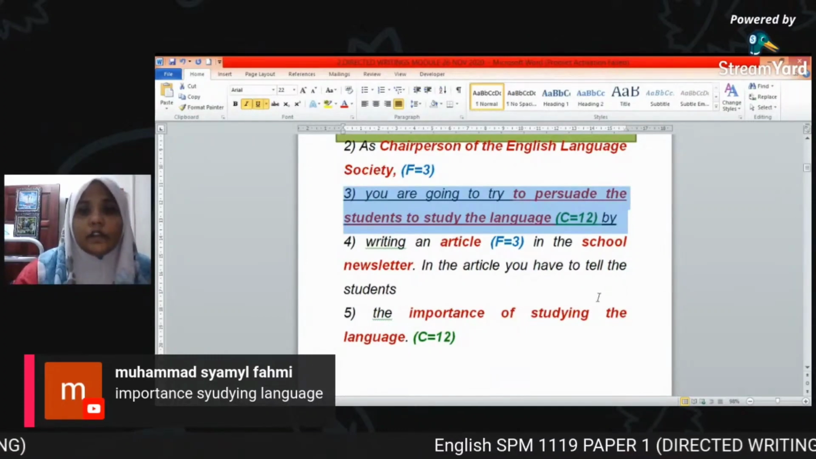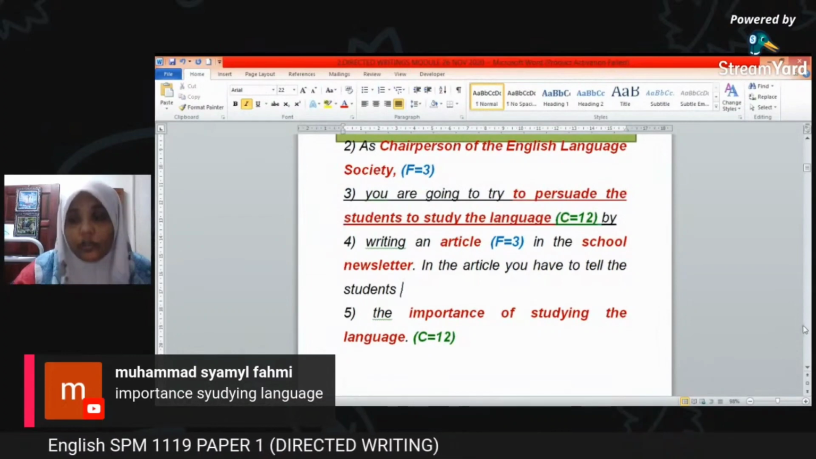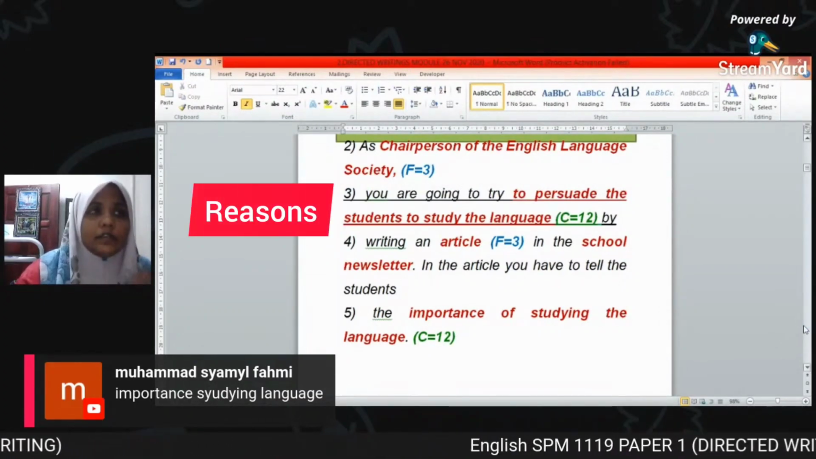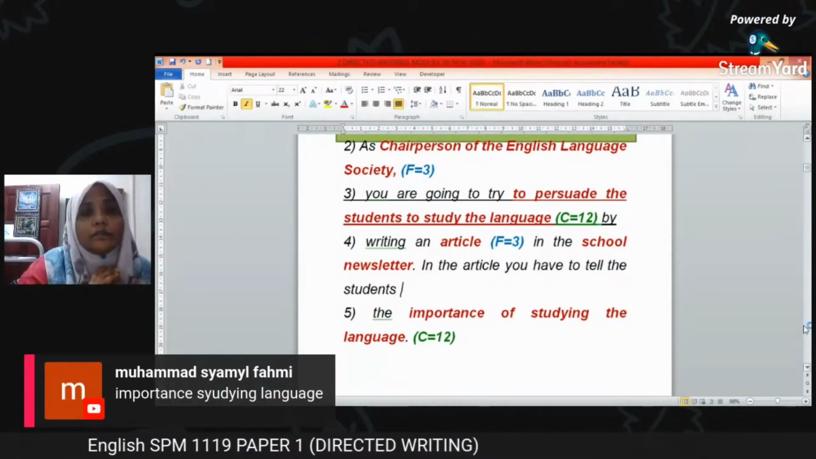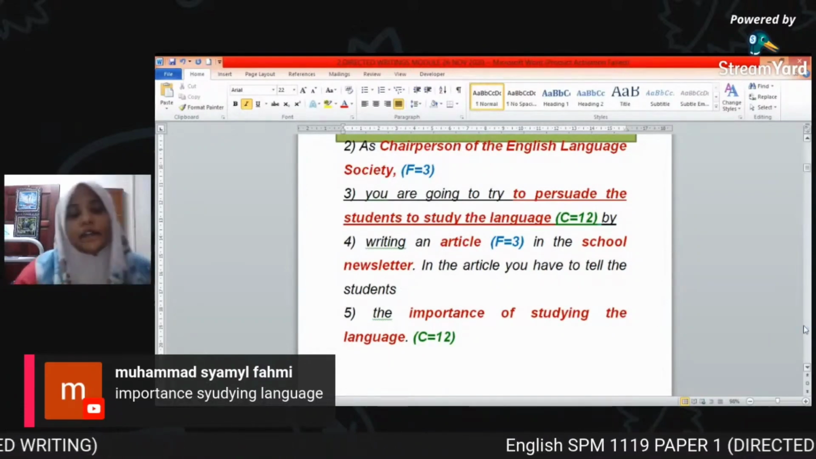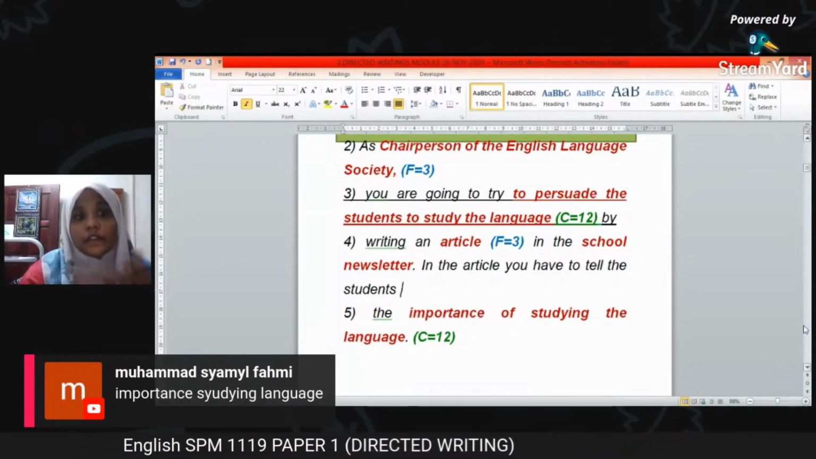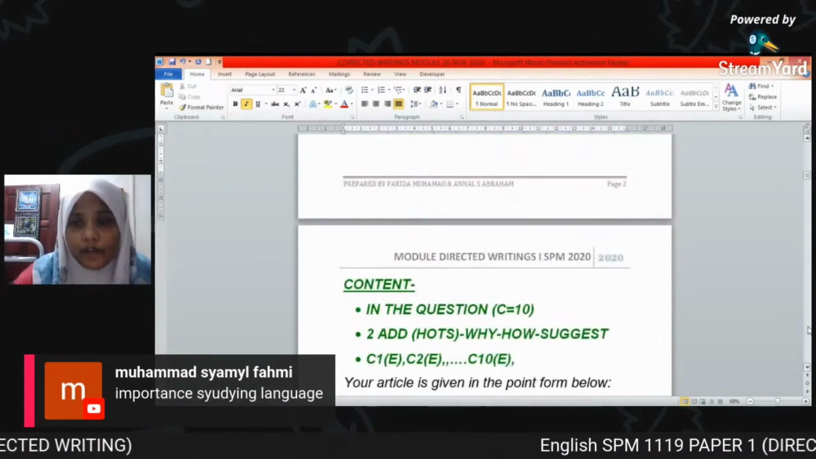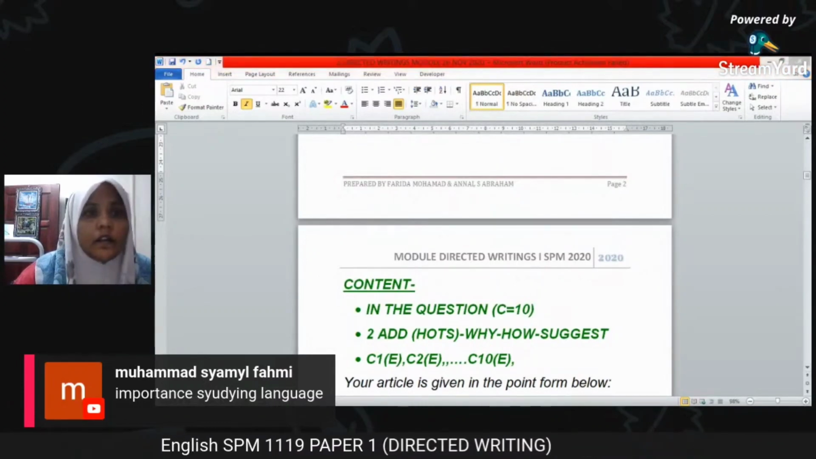We are going to try to persuade the students to study the language. So if you want to persuade people, you have to give reasons, you have to give benefits, you have to provide them with all these, so they will understand the importance of studying the language. What are the benefits that you gain by studying the language? All right, do you understand? Are you with me?